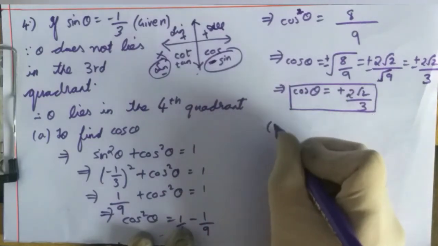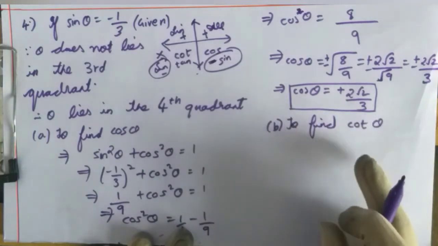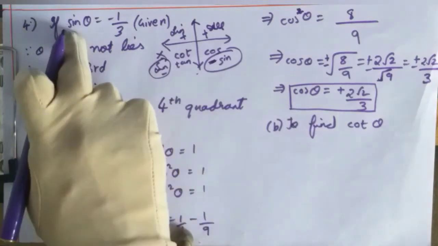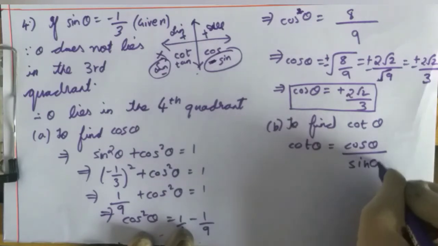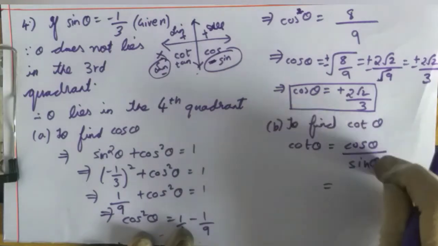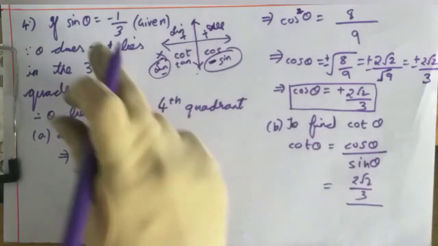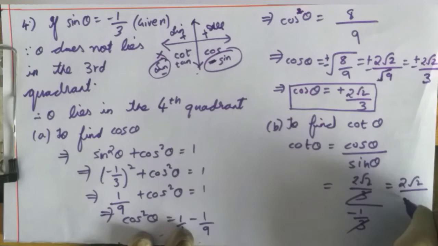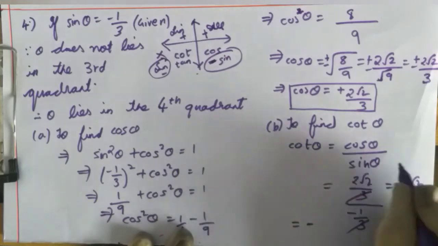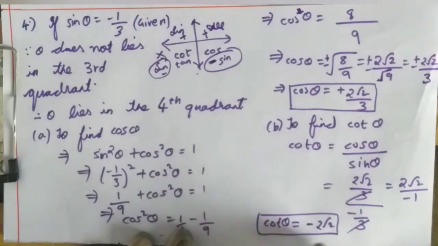Now in the B bit, it is asking me to find cot theta. How to find cot theta? We know there is a relationship between cot theta, cos theta and sin theta: cot theta is equal to cos theta by sin theta. We already know the value of cos theta and sin theta. Simply substitute and find the value of cot theta. Cos theta we found is plus 2 root 2 by 3. Sin theta given to us is minus 1 by 3. The 3 will get cancelled. What is remaining? 2 root 2 by minus 1, which means the minus goes in the numerator, so minus 2 root 2. So the value of cot theta we got is minus 2 root 2. This is the fourth question, first bit.